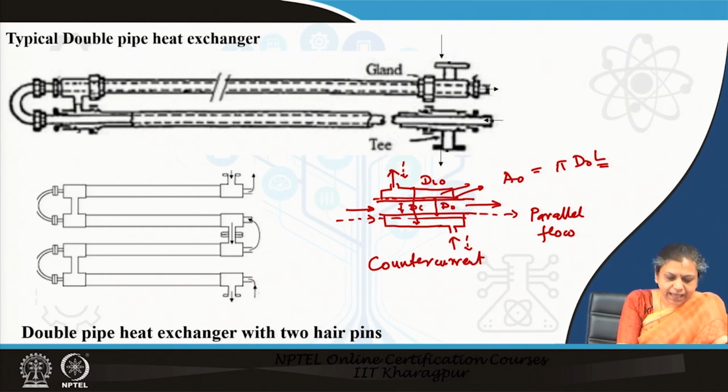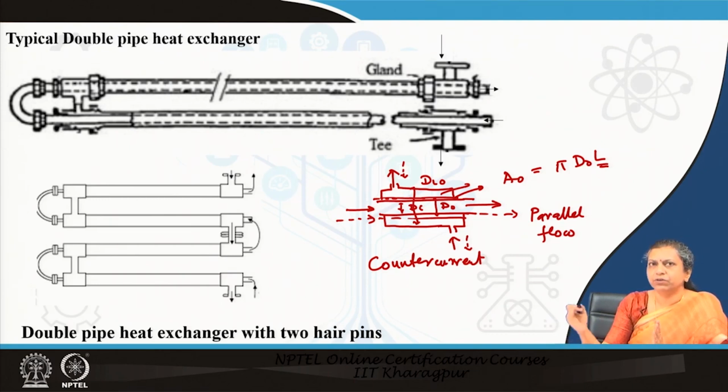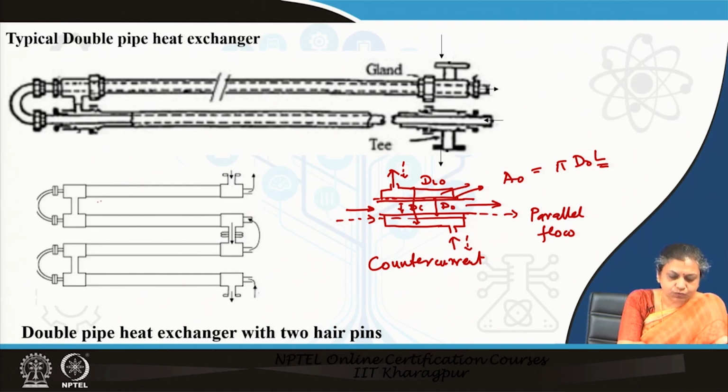Very frequently, because most of the time we would like to use standard pipes, the maximum length is about 6 meters. So we can take 6 meter or 3 meter sections, and have a large number of such sections connected by return bends, and as the two fluids flow through these pipes, we can have the heat transfer. Two sections connected by a return bend comprise one hairpin.